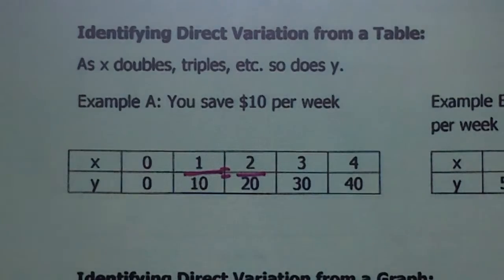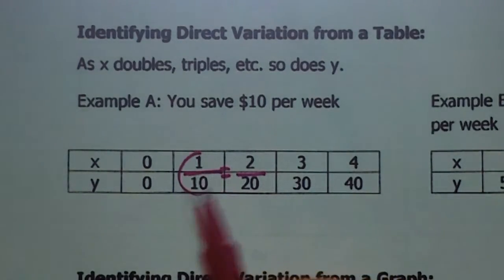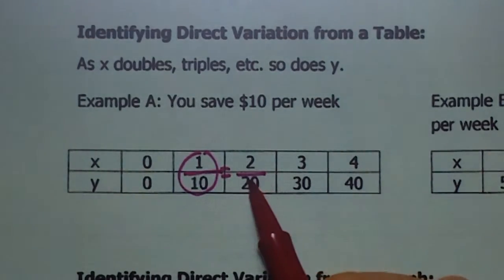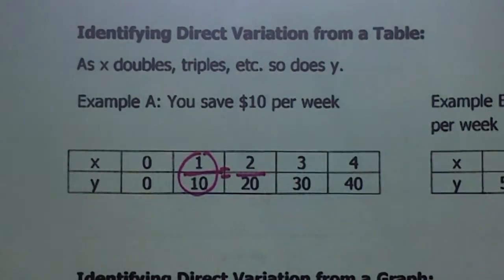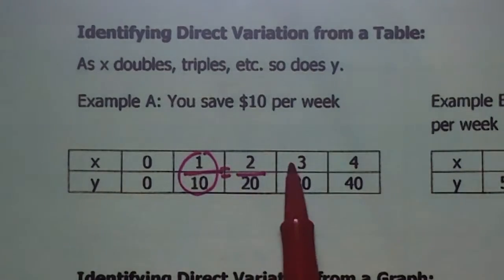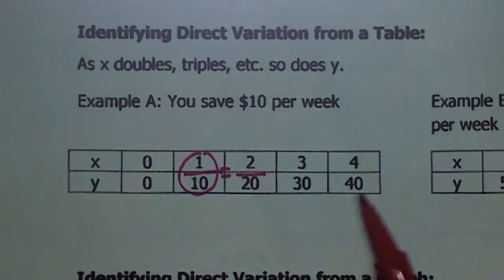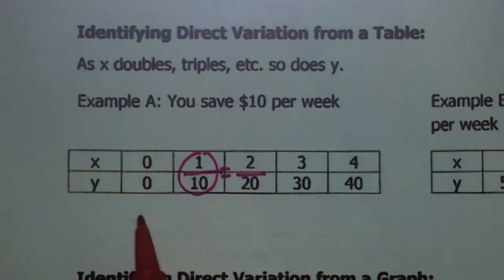Also, this is kind of cool. This is 1/10, right? What does 2/20 simplify to? What does 3/30 simplify to? What does 4/40 simplify to? They all simplify to the same thing. So you don't have to check using every single one of those ways. If as x is doubling, tripling, quadrupling, y is doing the same thing, that means that all the rest of this is going to be true. So this would be a yes.